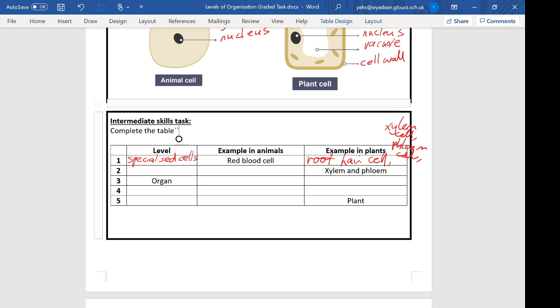If you have written something else down, and you're not sure whether or not it's correct, just let me know. So, what would be the next level up that I write here then?